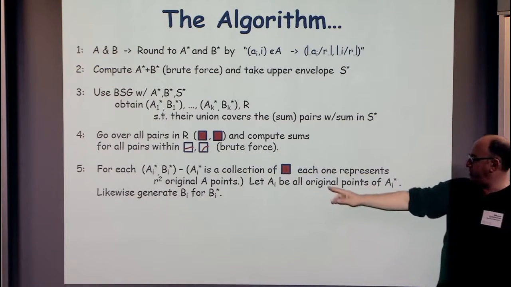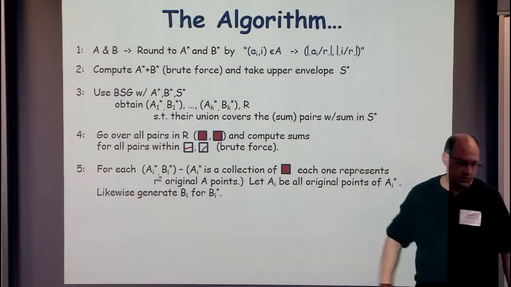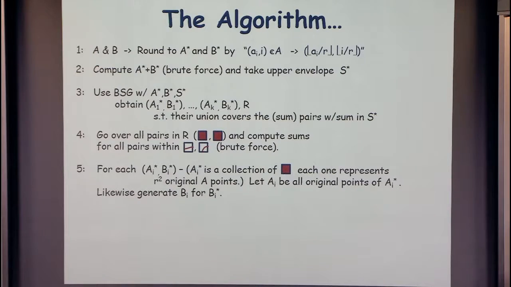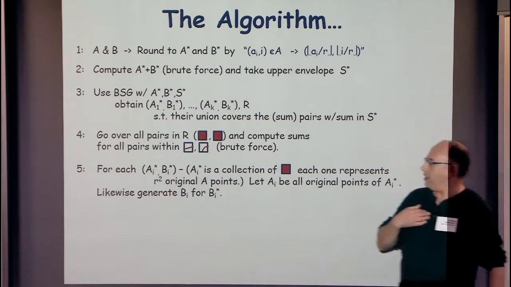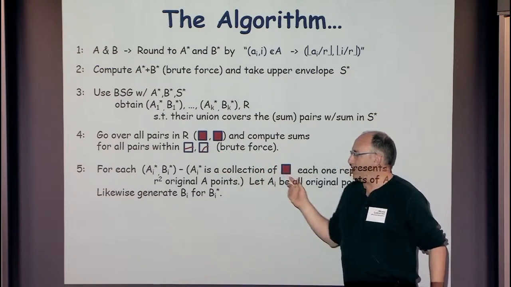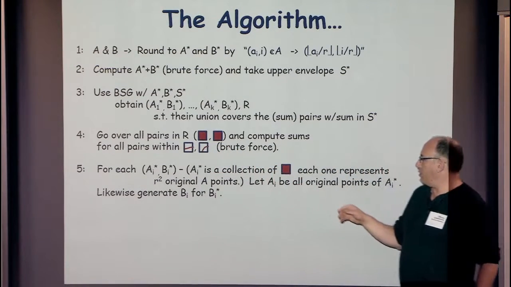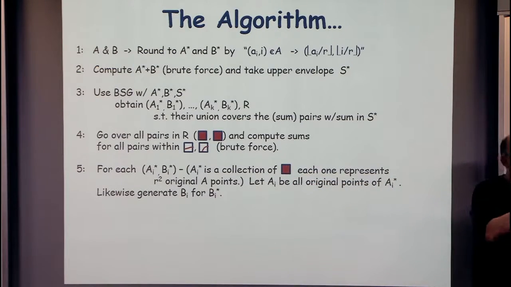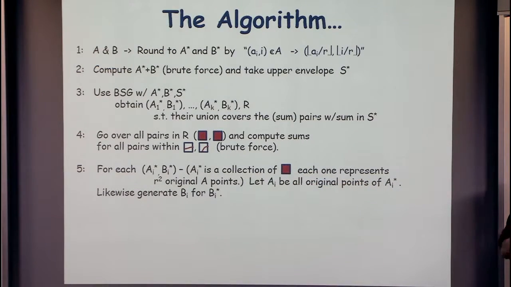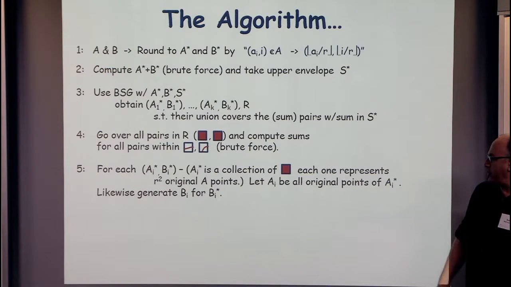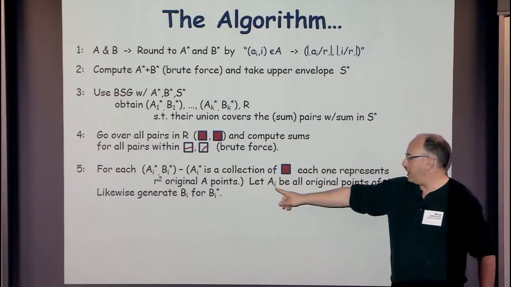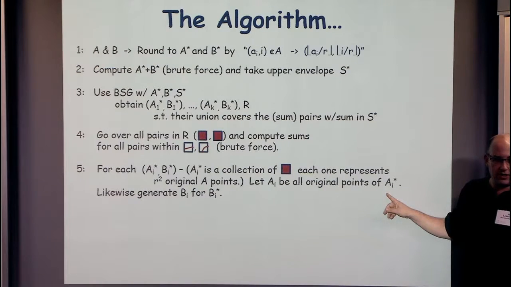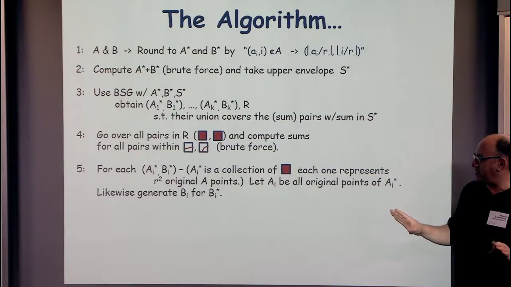Now A^I is a collection of these r by r squares, and for each one we can't do what we did before, because initially we went over every pair, but here it would cost us too much. So what we do is take this value and just record who they originally came from. There are r squared original A points, and we denote A_I to be all the original points of A_I star. Not the ones that are really there or not really there, that's just what we call A_I.